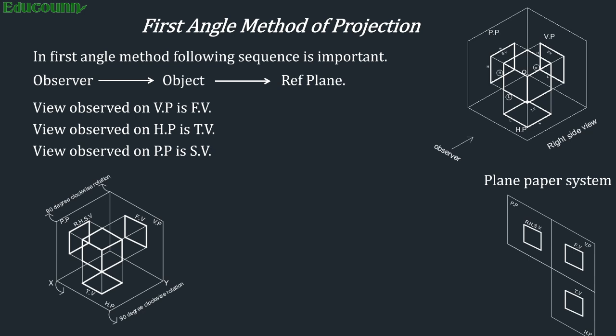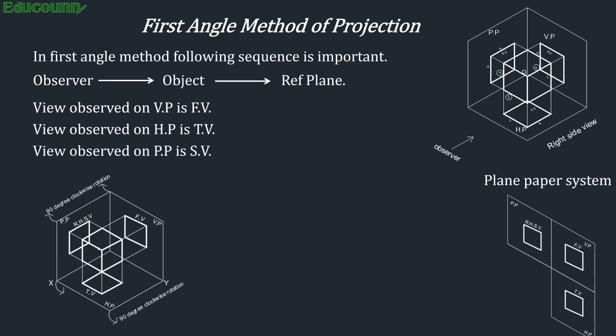And you can see whenever the plane paper system is formed, HP, when it is rotated 90-degree clockwise, it just goes below VP, and PP, after rotating it 90-degree clockwise, goes to the left of the VP. And the views obtained: front view will be above, followed by top view below the front view, and that right hand side view goes to the left hand side of the front view. So this plane paper system is formed by rotating HP and PP in clockwise rotation by 90-degree.